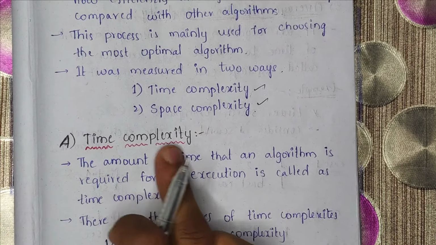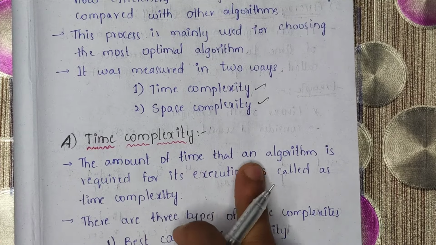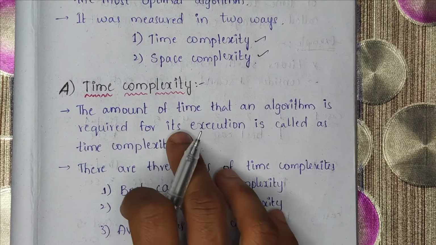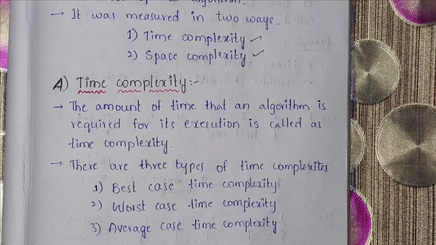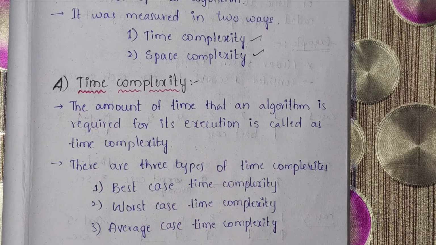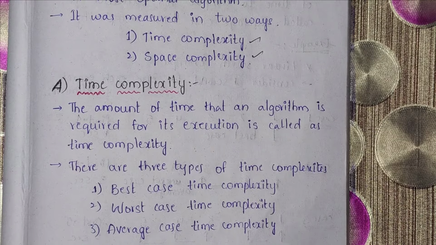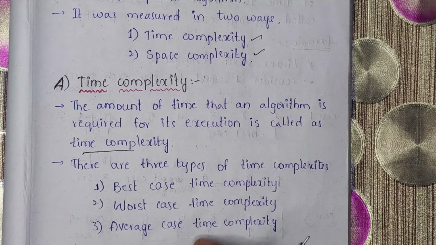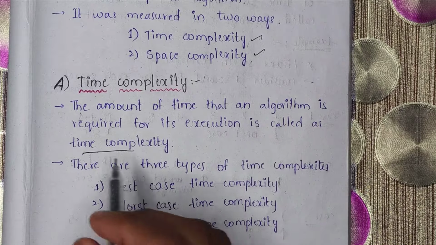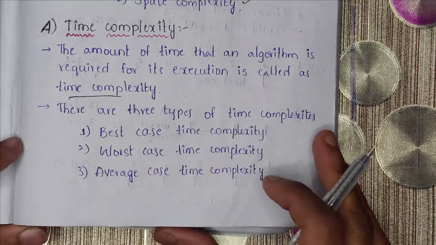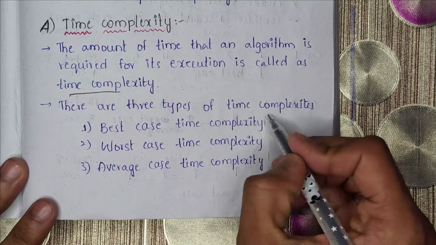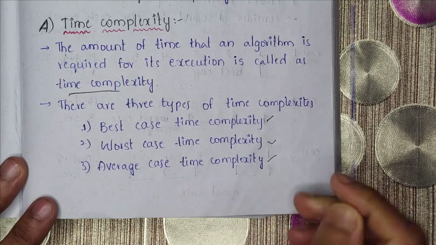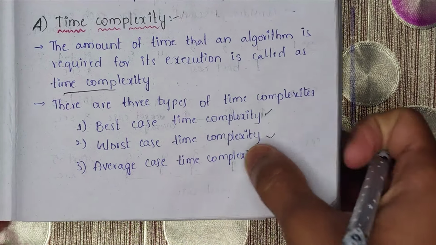Now coming to time complexity: the amount of time that an algorithm requires to complete its execution is called time complexity. That means the amount of time taken to complete the execution. In this, we have three types of time complexities: best case, worst case, and average case. What is meant by a best case?